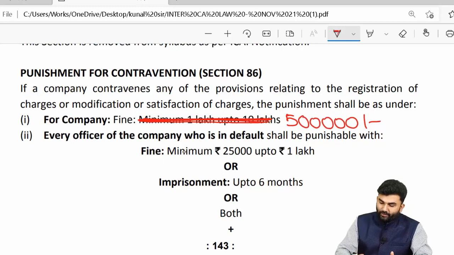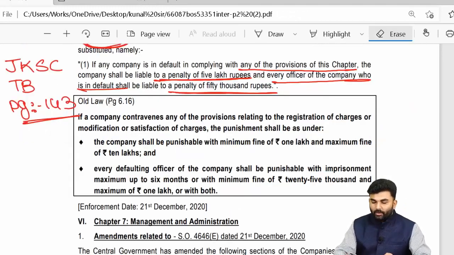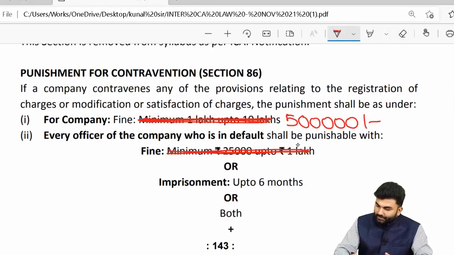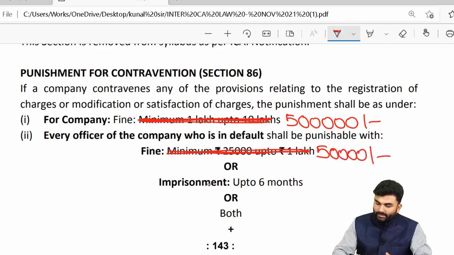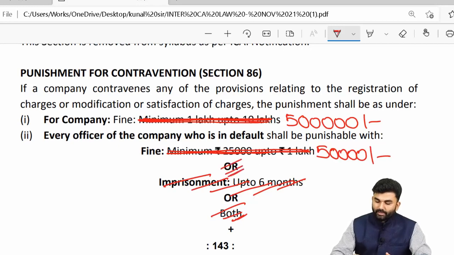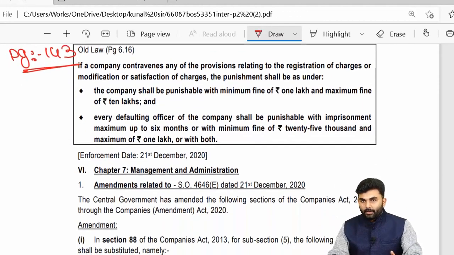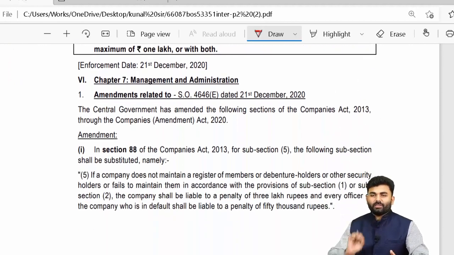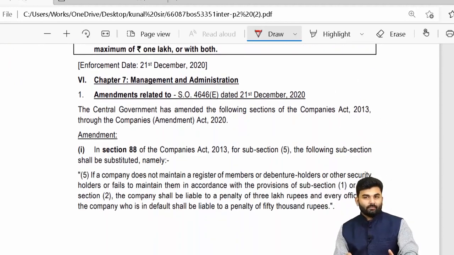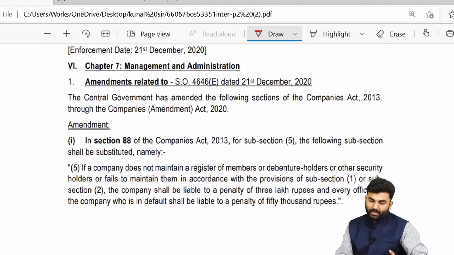Okay. For every officer in default, instead of the words 25,000 up to 1 lakh, you need to write down the words 50,000 rupees. And yes, the penalty towards the imprisonment part and the "both" part has to be removed. So that was a small change in chapter number 6, which was about registration of charges.